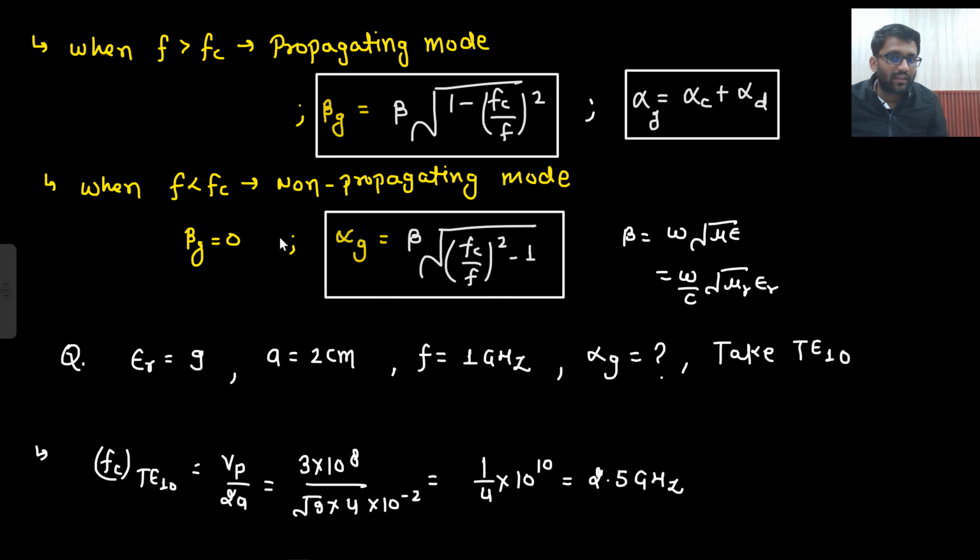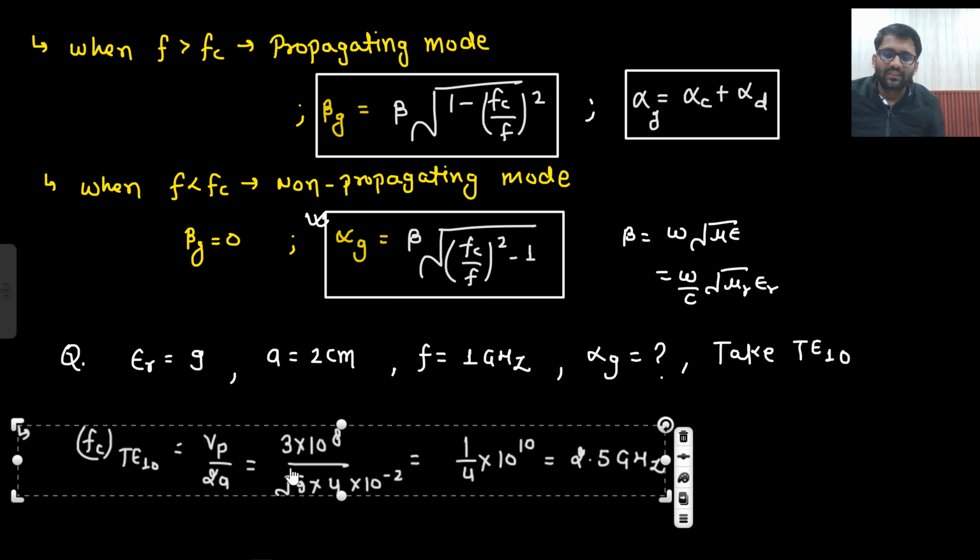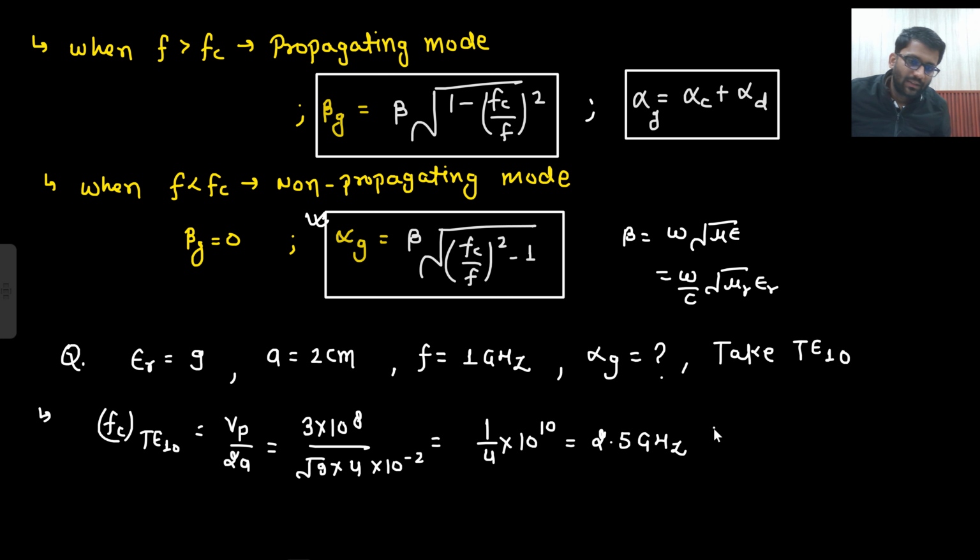Are you getting this point? Here the losses will be coming into action because of this one. Forget about the conducting loss, forget about the dielectric loss. Here the wave is not even propagating, so complete loss will be there. There is no propagation. So here your Fc is 2.5 gigahertz. I hope I did the calculation correctly. 3 into 10 to the power 8, 2a is 4 centimeter, so 10 to the power 10 divided by 4 gives 2.5 gigahertz. So I get to know that Fc is greater than F, which is 1 gigahertz. That means no propagation.